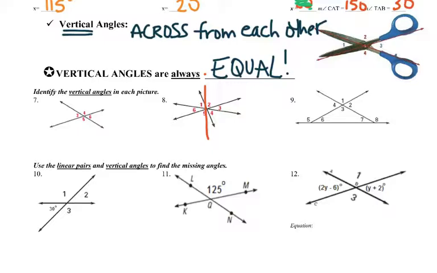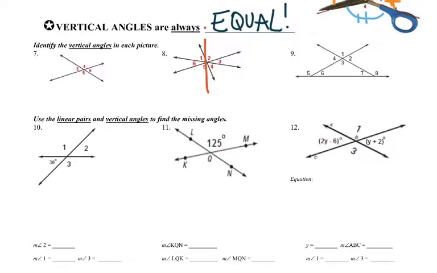I'll show you what I mean by across from each other. So these two angles, we'll just mark them on the picture, angle 1 and angle 3, are across from each other and equal. And they should look equal, right? And similarly, angle 2 and angle 4 are across from each other and equal. Vertical angles are across from each other and equal. So again, we see this picture of the X. Which angles are across from each other and equal? Angle 3 and angle 6 are across from each other and equal.